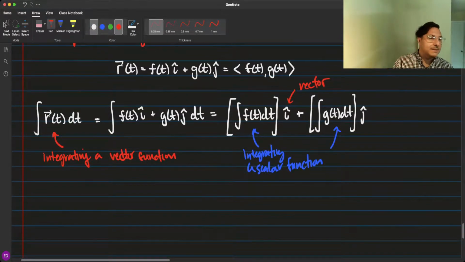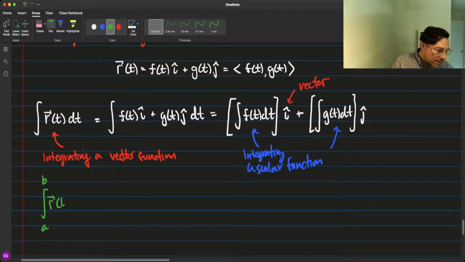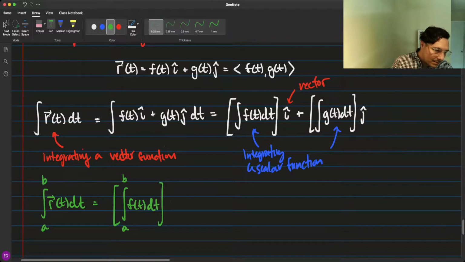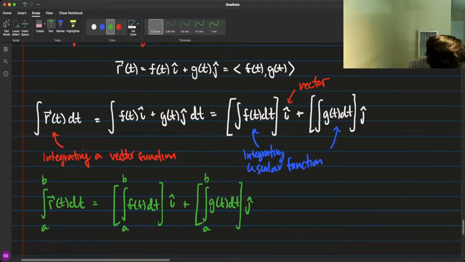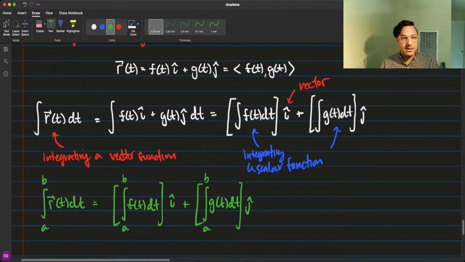And this works the same for when you do definite integrals. You're going to split it up into two definite integrals. You're going to go from a to b of f of t dt, and then you're going to multiply that by i plus the definite integral from a to b of g of t dt times j. Okay, and the same thing works.